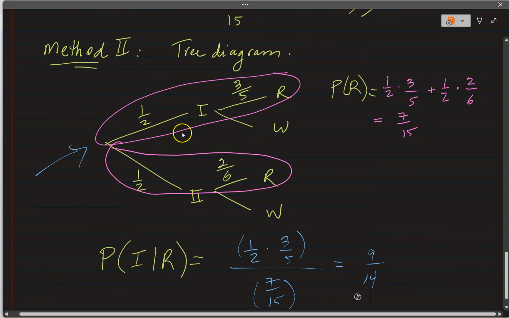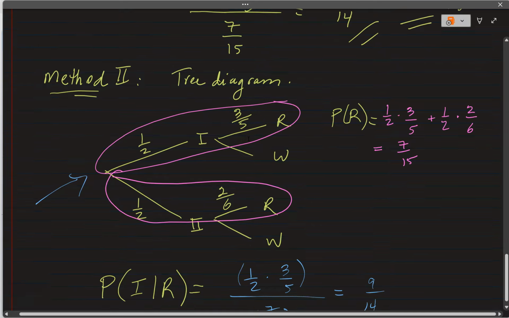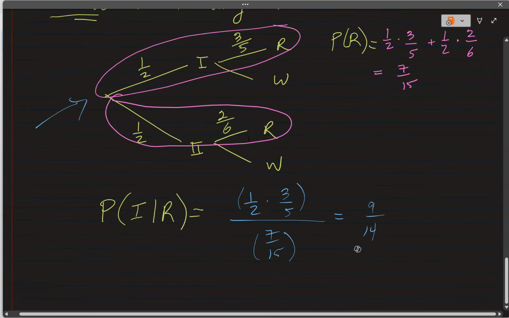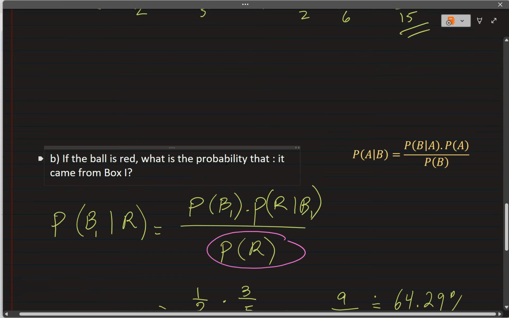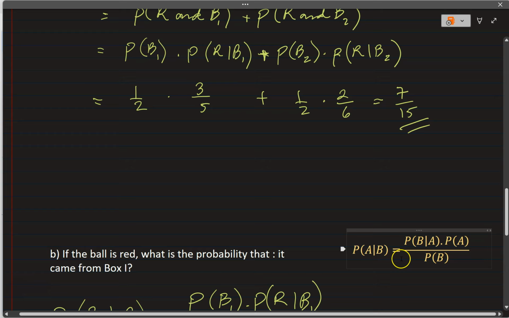My students found this method, the probability tree diagram, easier. But you decide which one it is. It is important though that you still know how to use Bayes' law, because you may be specifically asked to use that, break down the formula, and calculate each of its components.